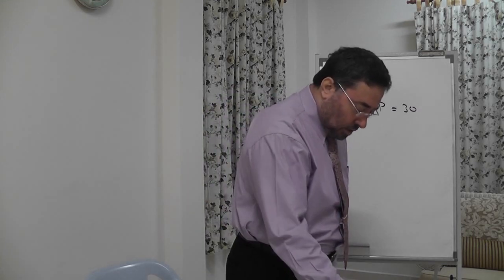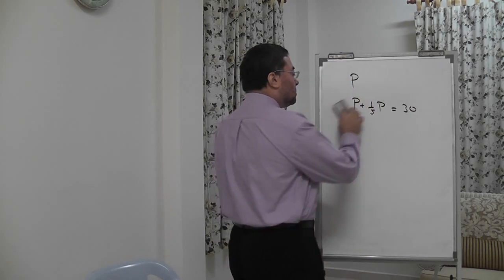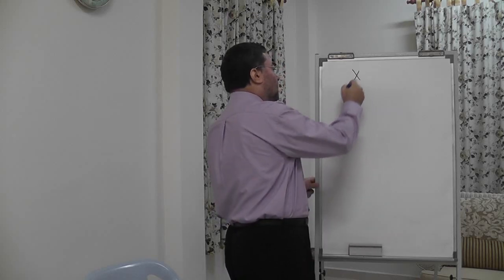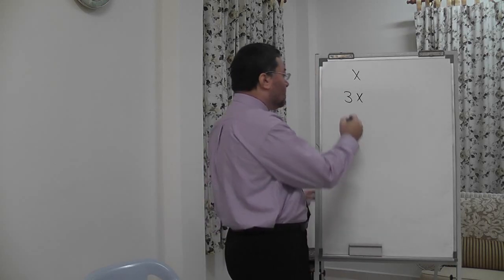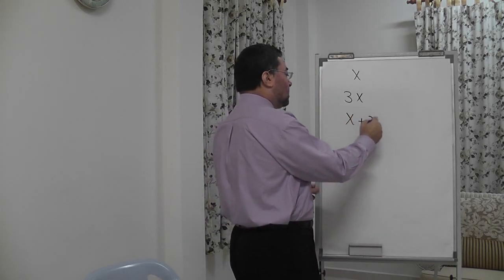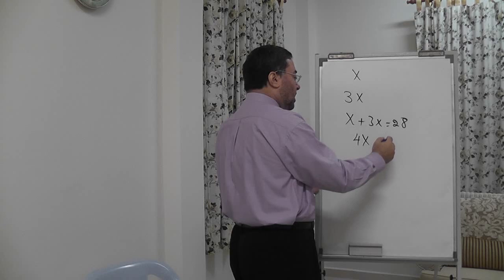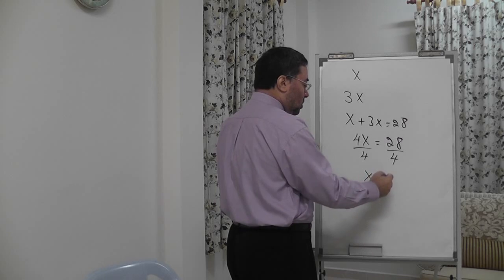Another example, classroom exercises, page 132. The larger of two numbers is 3 times the smaller. Now this is an easy example. Again, the smaller is given x and the larger is 3x. The sum of the numbers is 28, so that's x plus 3x equals 28. And we solve as usual. 4x is equal to 28. We divide all by 4, and x is equal to 7.